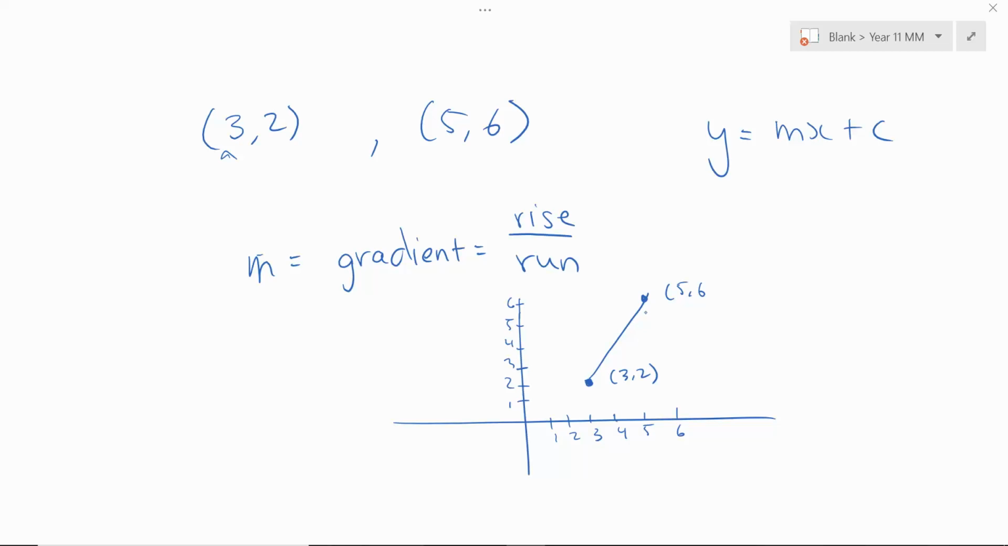So horizontally, x coordinate, you started at 3, and this x coordinate is 5. So from 3 towards 5, how far is that? 2. Yeah, how do you know it was 2? What did you do?